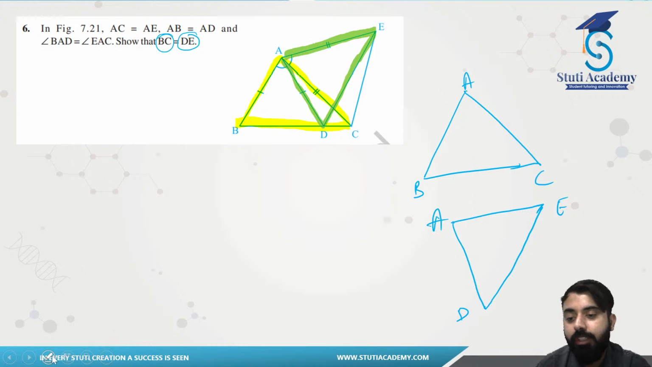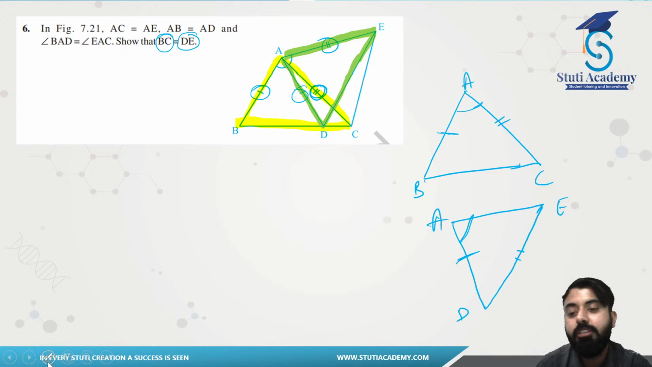Now, do you see anything common between them? I can see AB is equal to AD, and AC is equal to AE. Can you see anything else? AB is equal to AD is clearly visible, and AC is equal to AE is also visible. But one thing which is not visible is that angle A is common to both, just with a difference: there is angle BAC and there is angle DAE.